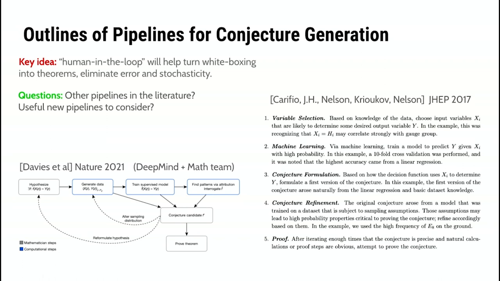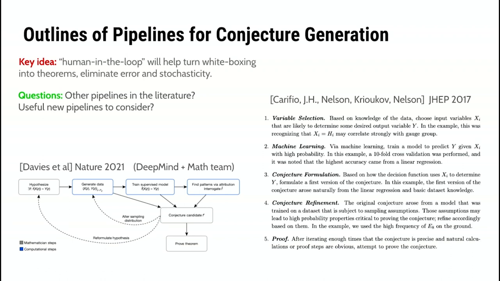Given this idea of white boxing, there's a question of whether you can gain some understanding, bring the human into the loop, and turn white boxing into theorems, potentially eliminating error and stochasticity. Well, if you really prove a theorem, in general, it does eliminate error and stochasticity. So there are different ideas in the literature about how to do this. They're kind of similar. There are probably ones that I'm missing. There are questions of whether we should be doing things differently than this. So there's this wonderful paper by DeepMind that came out a few months ago. DeepMind's a very famous ML lab. Because I'm more familiar with it, I'll speak from the example in my own paper.